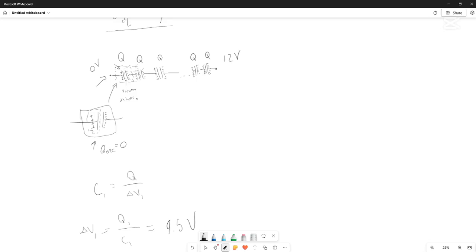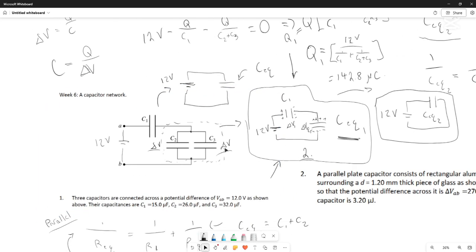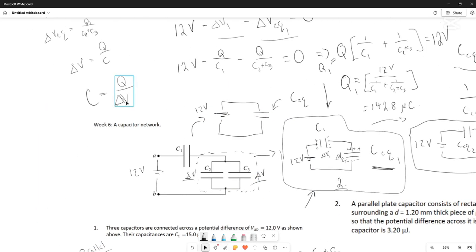Now to get the charges on the capacitor C2 and C3, we can directly get, since we know the voltage drops, and by definition, if we know the voltage drops and the capacitances of those, we can get the charges on the plates.